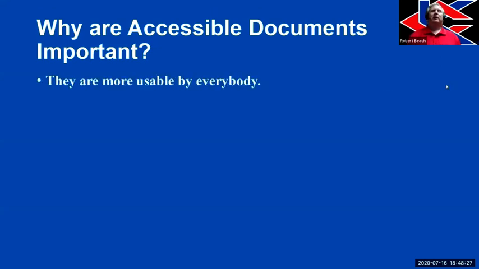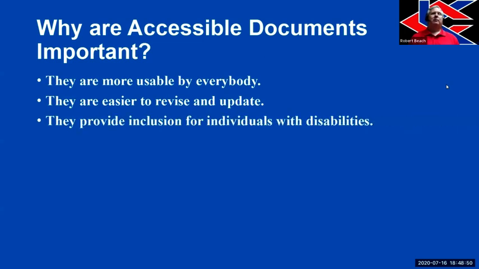Why are accessible documents important? Firstly, accessible documents are more usable by everybody, not just individuals with disabilities. So the elements we include to make a document accessible also make it more usable. Accessible documents are easier to revise and update. Therefore, you spend less time maintaining documents that are created accessibly than you would documents that are not created accessibly. And most importantly, they provide inclusion for individuals with disabilities. If you work for a federal agency or an entity that receives federal funding or any level of education, this point is crucial for you.